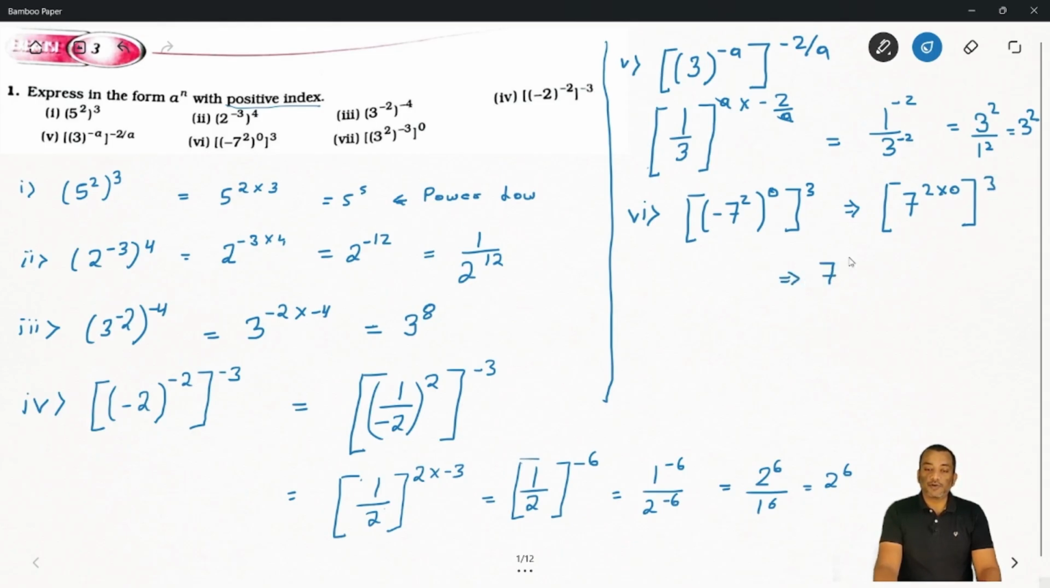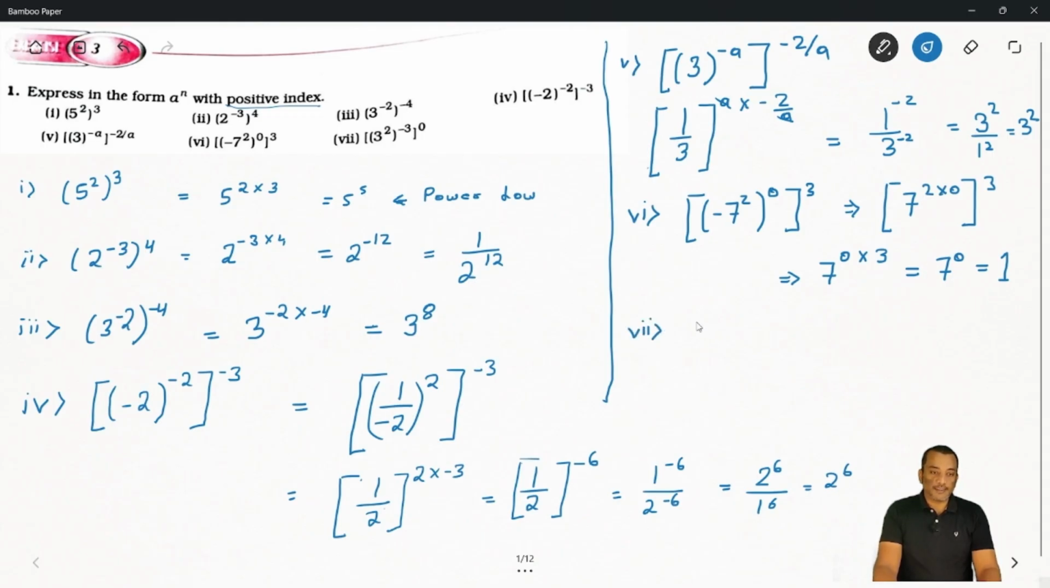So how much you will get here? 7 times 0, and now again this will multiply with 3. So now 7 to the power 0 times 3. So you will get 7 to power 0, which means your answer, any number having exponent 0 always gets a value 1. Okay, hope it's clear. Now let's solve the 7th one.